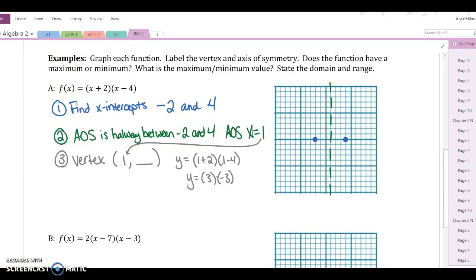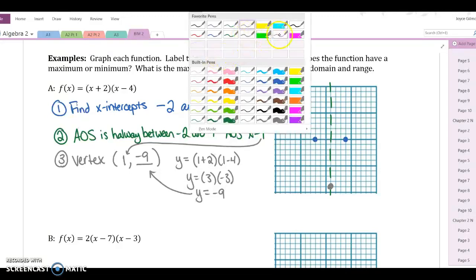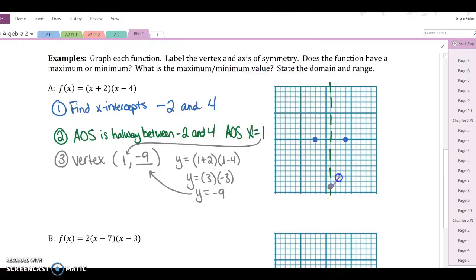If they ever don't, that's a good sign that you probably did something wrong and you need to go back and look at it. So our y value is negative 9. Our vertex is 1, negative 9. And then we can draw in our parabola.